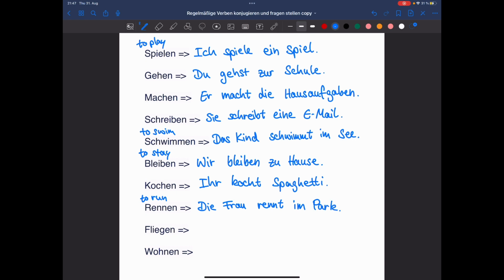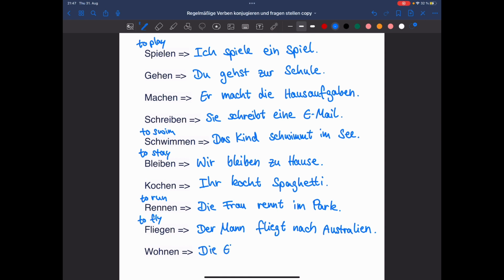Next one, fliegen means to fly. Okay. Let's use der Mann, the man. Der Mann fliegt, he's flying to maybe Australia. Australien. Der Mann fliegt nach Australien. The man is flying to Australia. Let's use some plural.